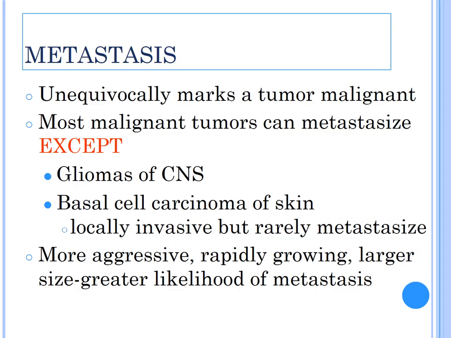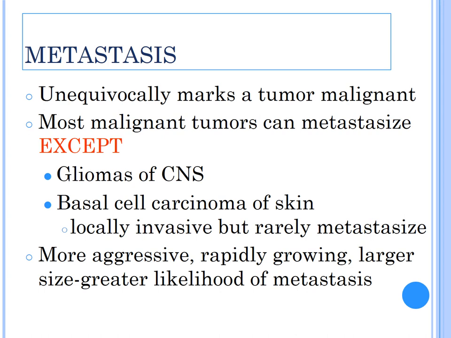So metastasis is a tumor implant that is discontinuous with the primary tumor, and that is unequivocal. Ibig sabihin, walang duda. There is no more doubt that that tumor is malignant. Most of them can metastasize. Again, you memorize this because dalawa lang naman sila. That is gliomas of the CNS and the basal cell carcinoma of the skin. Remember, this basal cell carcinoma can invade through the skin, down to the underlying muscles, even to the bone, but they rarely metastasize. That is why that is considered an exception.